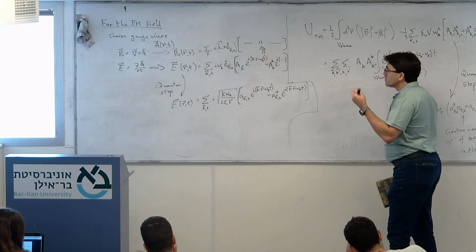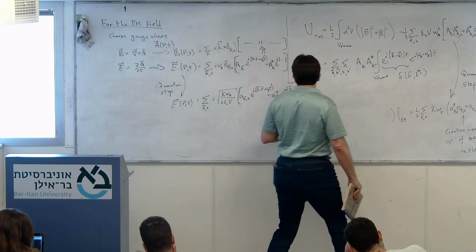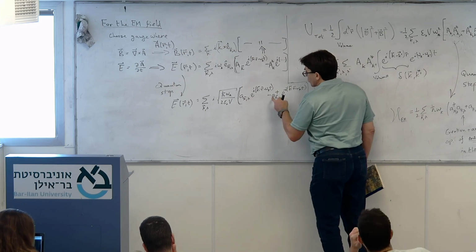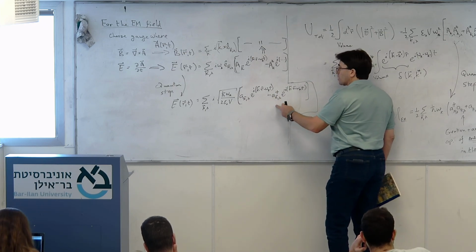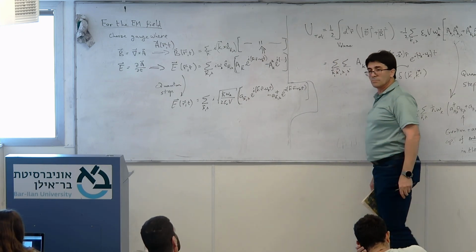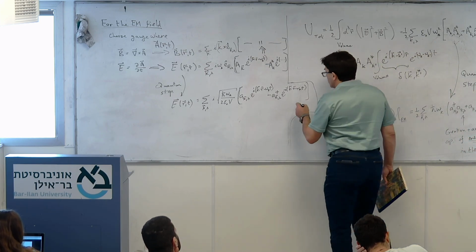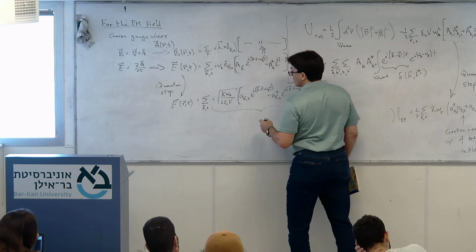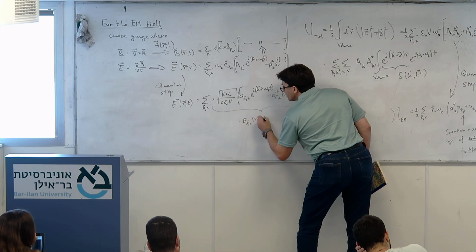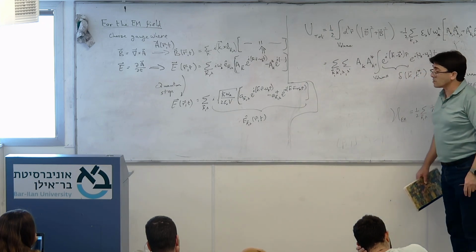Now look, I can call this the creation of a photon in mode k and lambda. That is the annihilation of a photon in mode k and lambda. And this entire thing, without the sum, is something that has to do with the... This is an operator. We can write it.